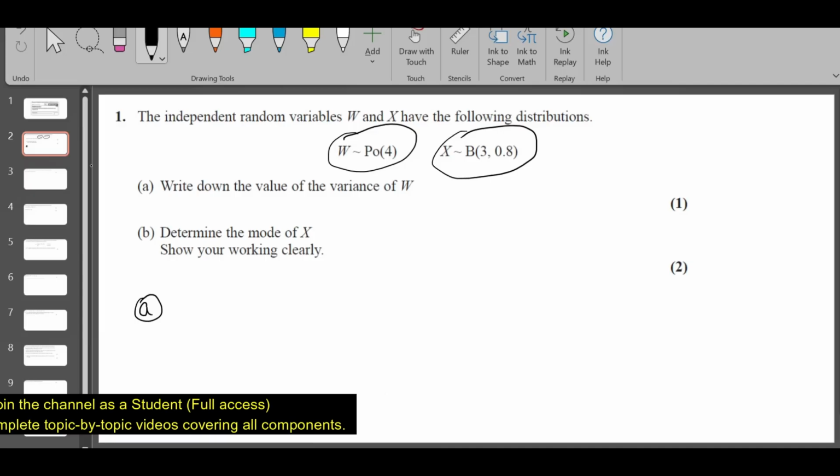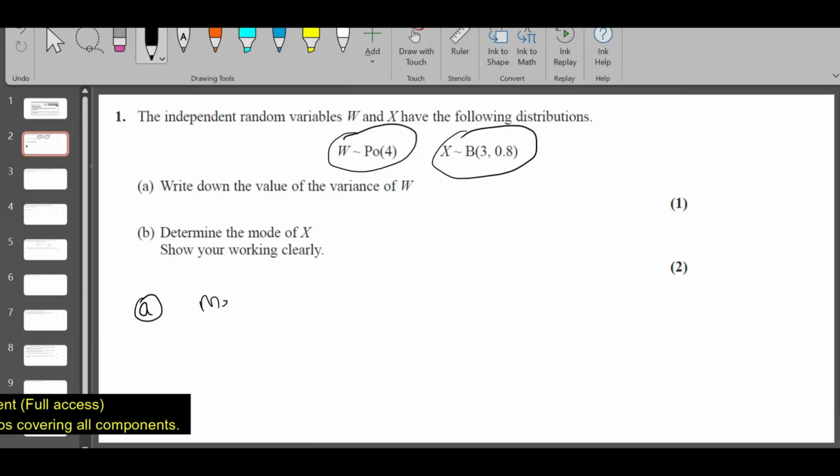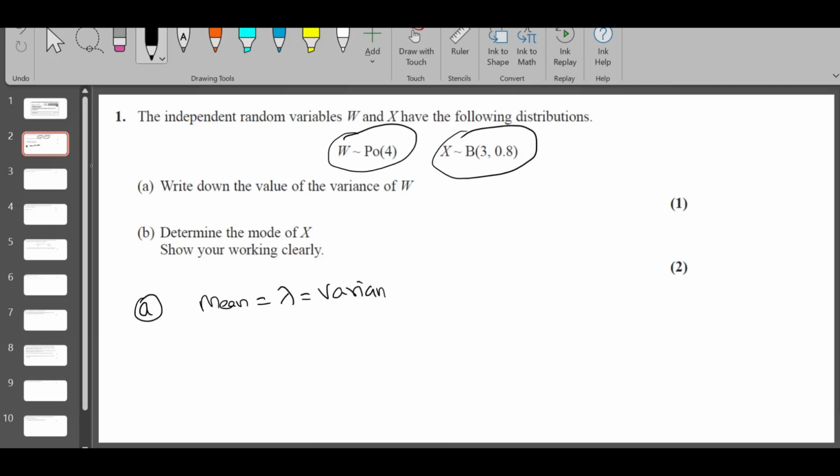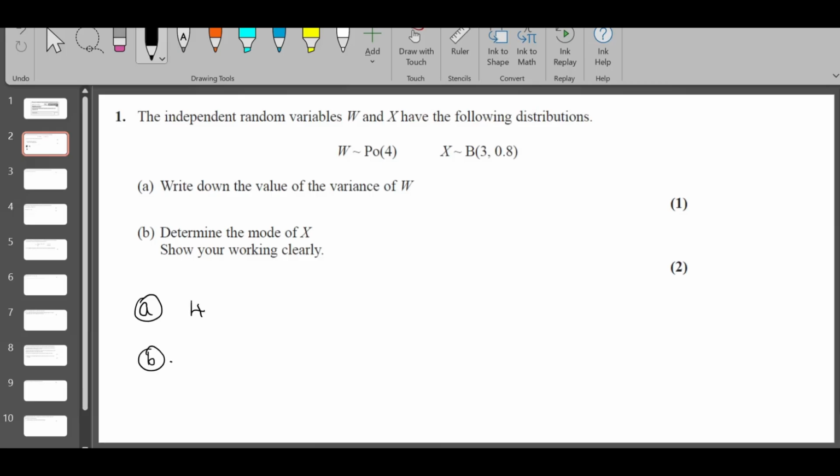In a Poisson distribution, mean is equal to lambda is equal to variance. So it is equal to 4 because lambda is 4, right? Just one more note: you don't need to write mean is equal to; you can write lambda is equal to 4, or simply you can write 4.